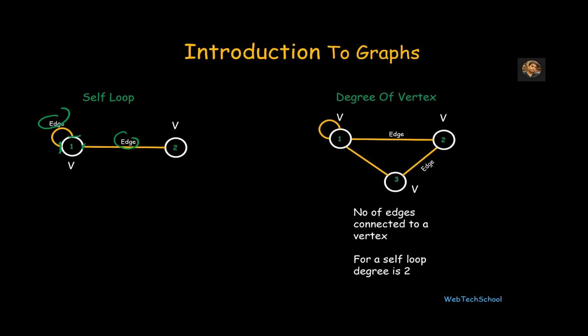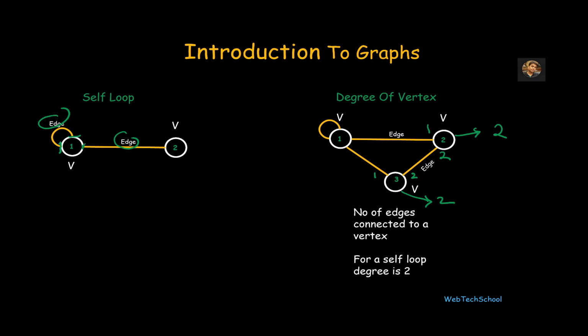Next is degree of a vertex. Degree is equivalent to the number of edges connected to a vertex. So for vertex 2, we have edges 1 and 2, so the degree would be 2. For vertex 3, we have edges 1 and 2, so the degree would be 2.